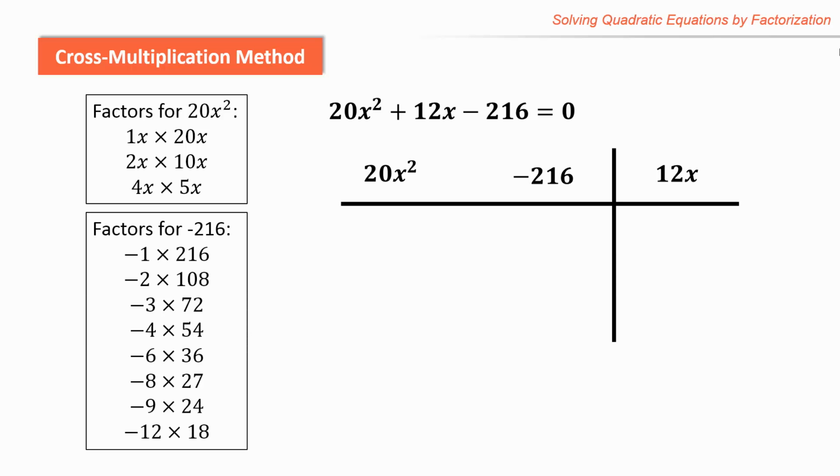Can you tell which combination of numbers will allow us to get 12x in the last column? Put your mental calculation skill to the test. After a little while, you will see that the correct combination is this: 4x times 5x and negative 12 times 18. So that the table will be filled up in this manner.